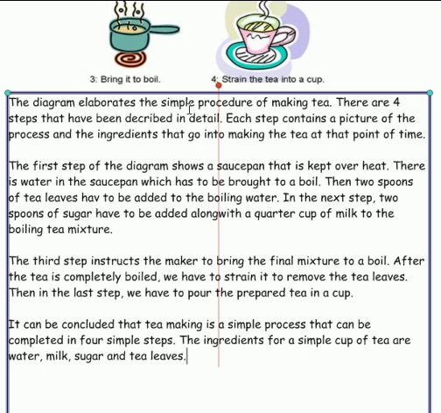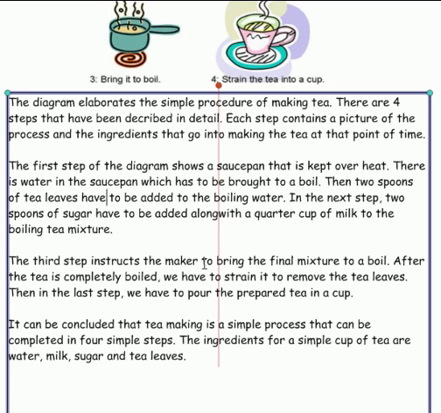Now the diagram elaborates the simple procedure of making tea. There are 4 steps that have been described in detail. Each step contains a picture of the process and the ingredients that go into making the tea at that point of time. The first step of the diagram shows a saucepan that is kept over heat. There is water in the saucepan which has to be brought to a boil. Then 2 spoons of tea leaves, so we missed an E over here, have to be added to the boiling water. In the next step, 2 spoons of sugar have to be added along with a 1/4 cup of milk, which is 1/4, to the boiling tea mixture.